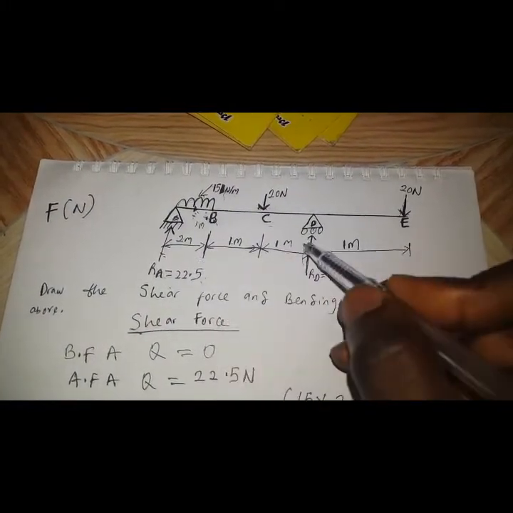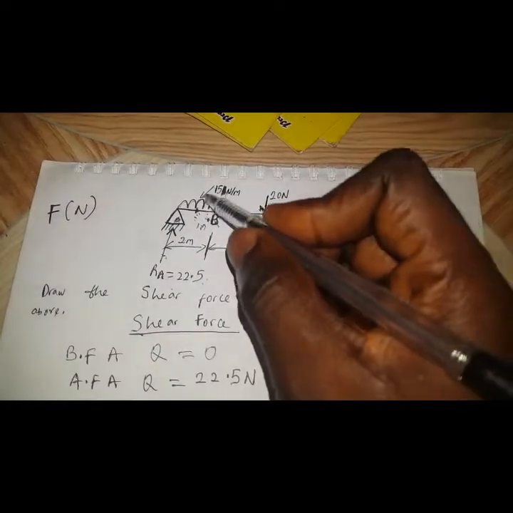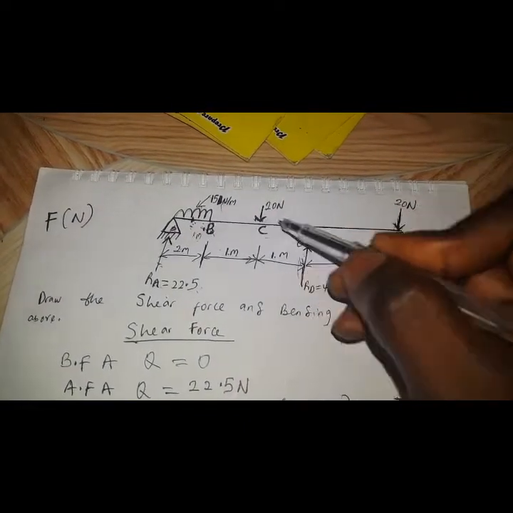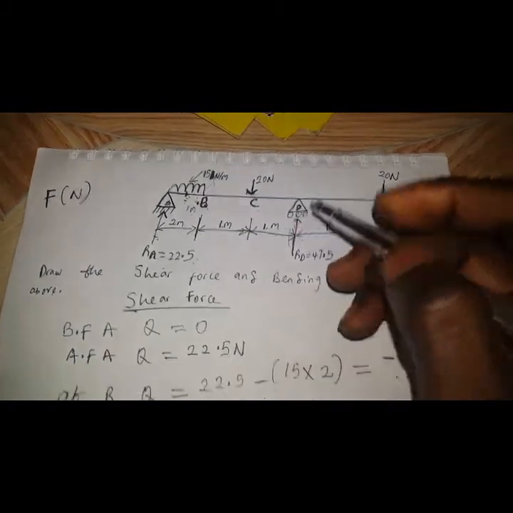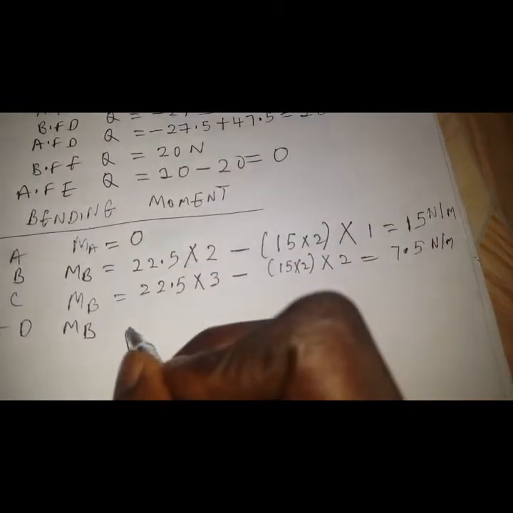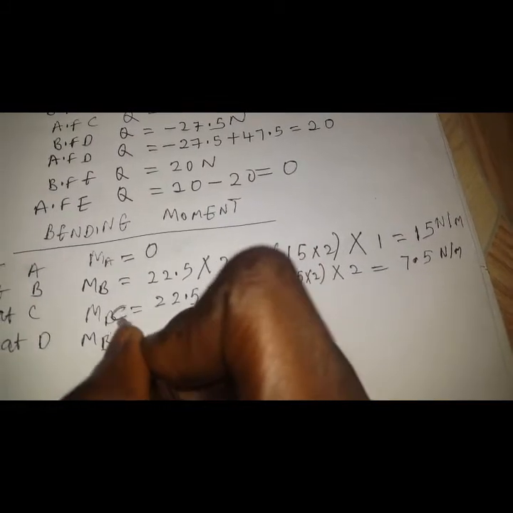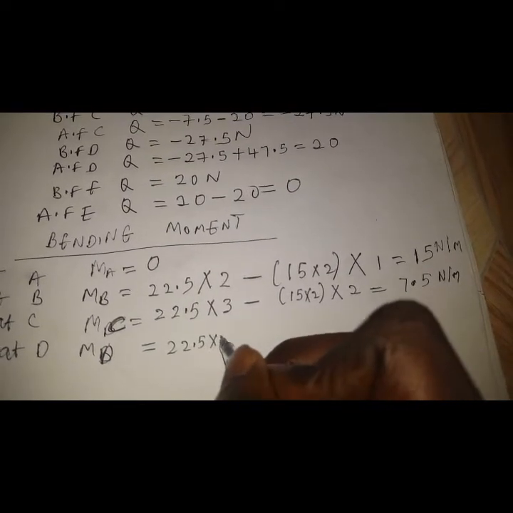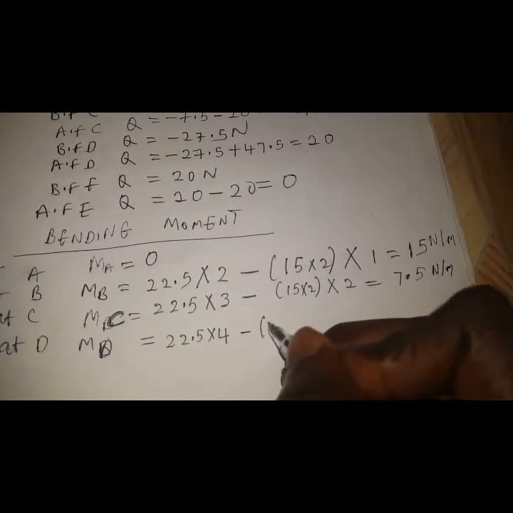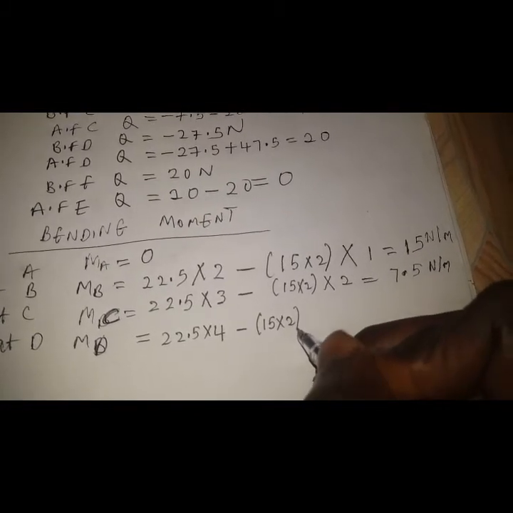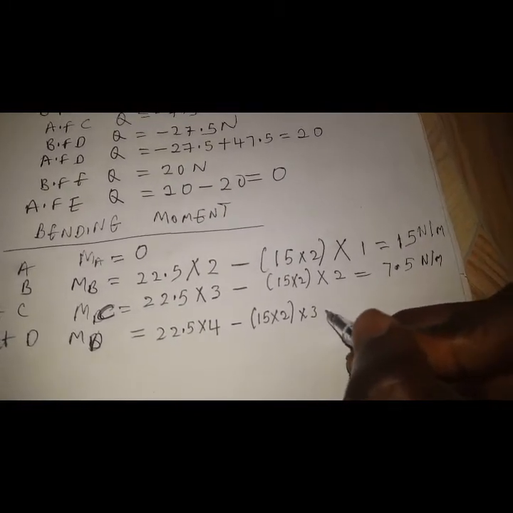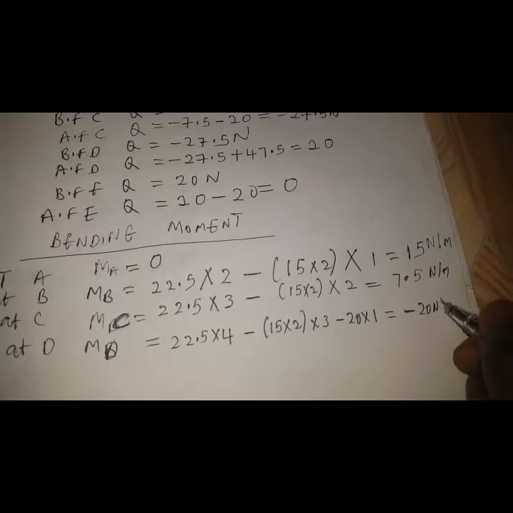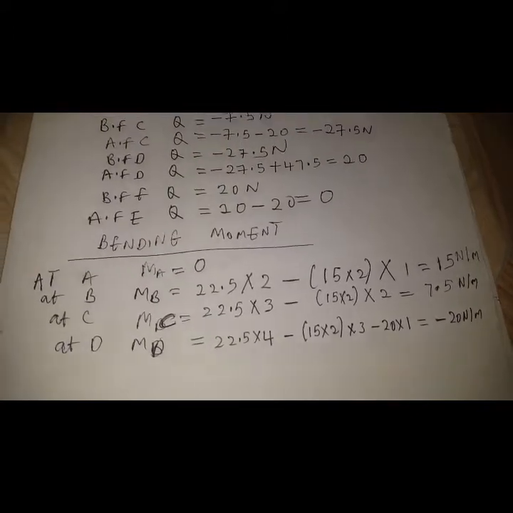So it's 22.5 times 4 minus 30, which is the force here, times 1 plus 1 plus 1, which is 3, then minus 20 times 1, the distance from C to D. So we'll be having something like this here. This is D. So bending moment at D will be 22.5 times 4 minus 15 times 2, which is the force on that UDL, then times 3, then minus 20 times 1, which will now be equal to minus 20 Newton per meter. This is our bending moment at D.